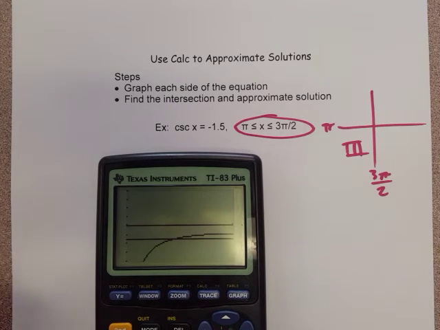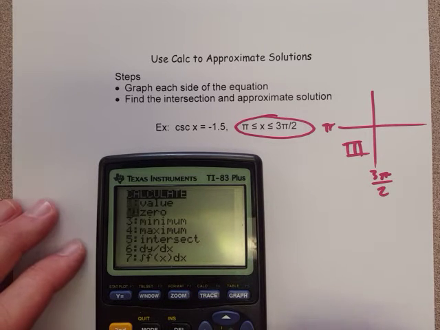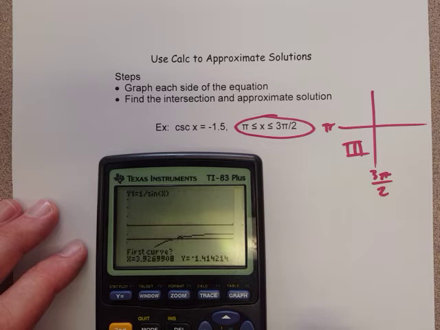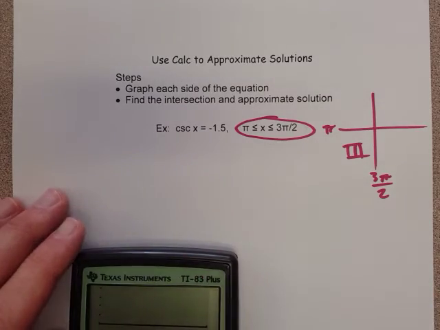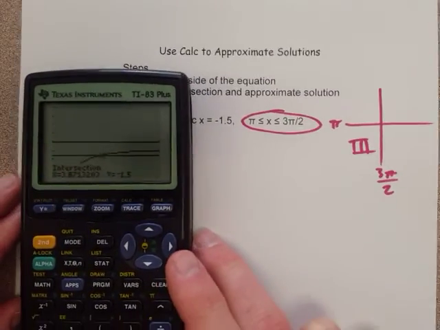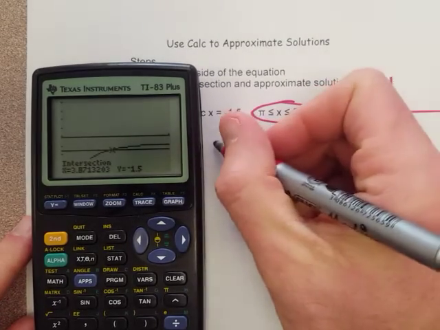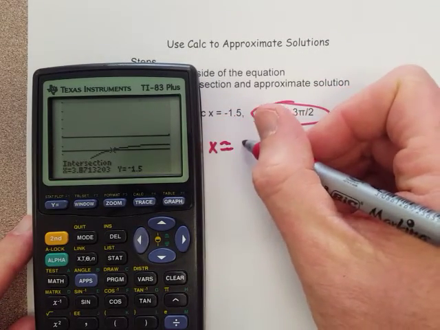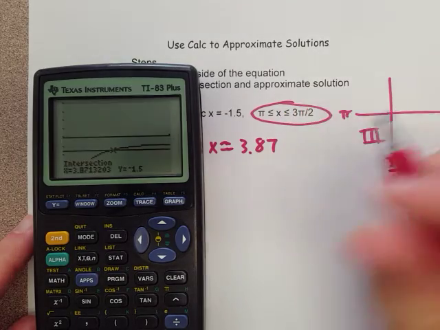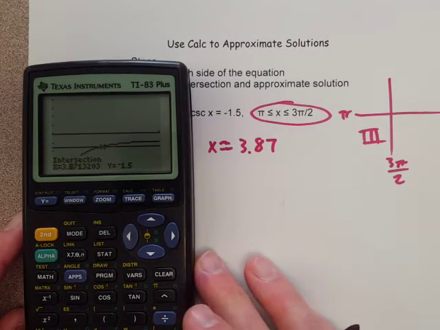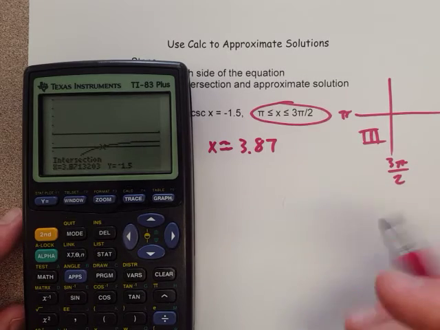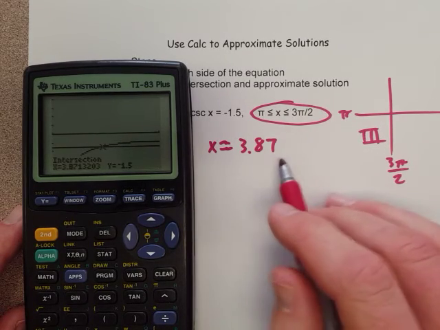So then our last step in this case is just to go second trace, intersect, and now just get that cursor as close as we can. First curve, second curve, and a guess. And it looks like our intersection here, the solution that we want to use, is that x is approximately 3.87. Now that's 3.87 radians. It's not degrees, and so just keep that in mind. Even though it doesn't have a pi, that is in terms of radians.